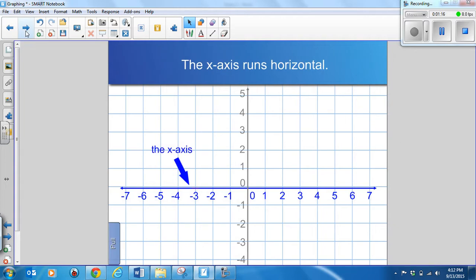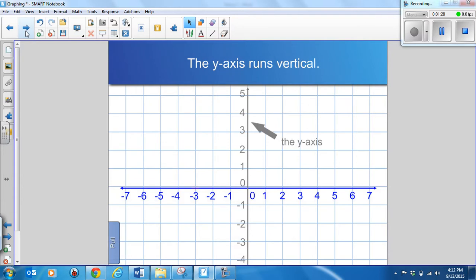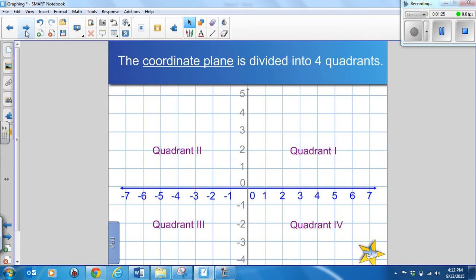Now the x-axis runs horizontal. That means it runs left to right. The y-axis runs vertical, or up and down. The coordinate plane is divided into 4 quadrants. Quadrant 1 is in the upper right-hand corner. Quadrant 2 is in the upper left-hand corner. Quadrant 3 is in the lower left-hand corner. And quadrant 4 is in the lower right-hand corner.